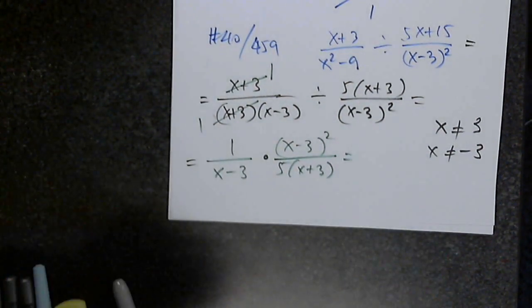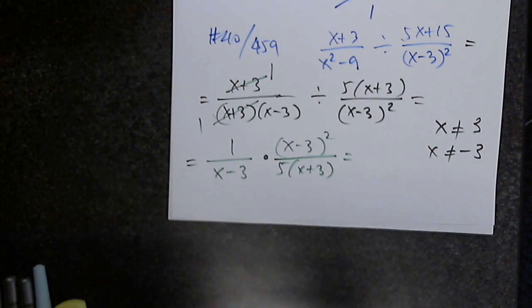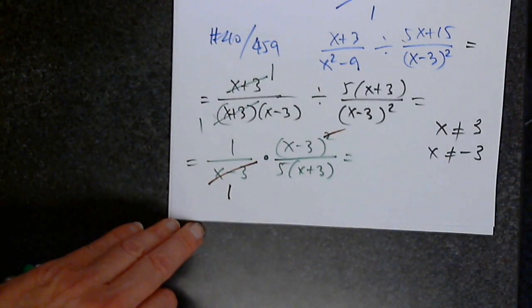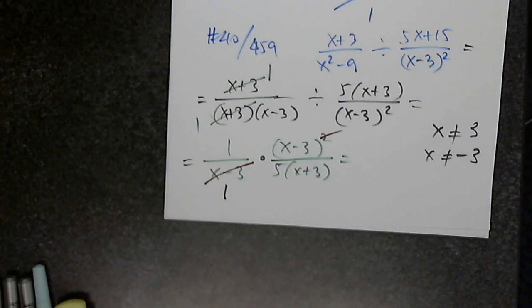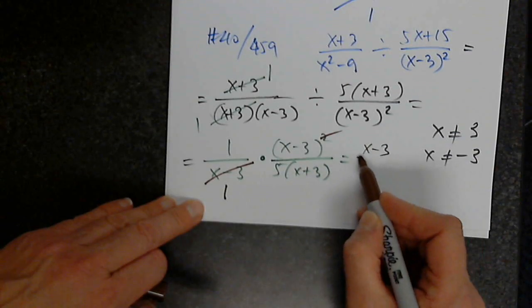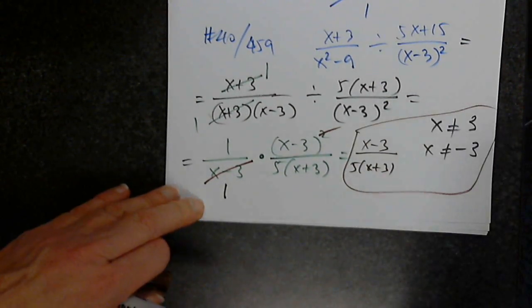And I can simplify by one factor. One factor goes away. Which one? x minus 3. One of these with 1 here and 1 is gone. So therefore the simplified form of this division of rational expressions is x minus 3 over 5 times x plus 3. Very good. Of course, assuming these conditions are fulfilled.